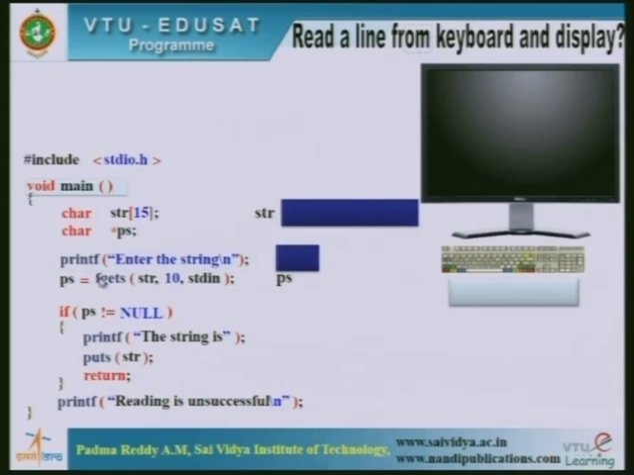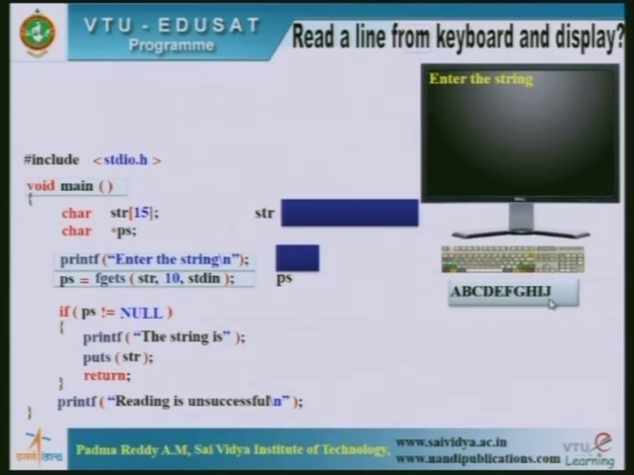Now when control comes here, we get the message enter the string on the screen. Next, this statement is executed. Now suppose I type A, B, C, D, E, F, G, H, I, J. Tell me how many characters are there? 1, 2, 3, 4, 5, 6, 7, 8, 9, 10 characters are there. But remember, we can enter a maximum of 9 characters, but we have entered how many characters here? 10 characters. Let us see what will happen.